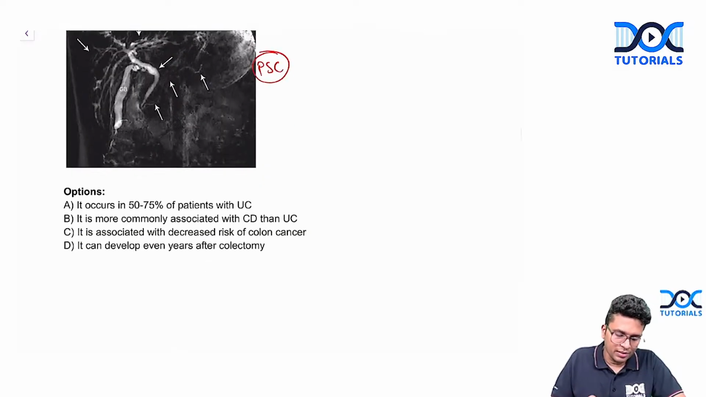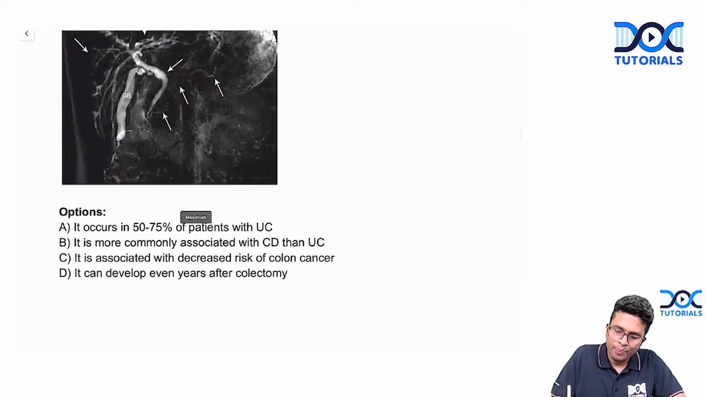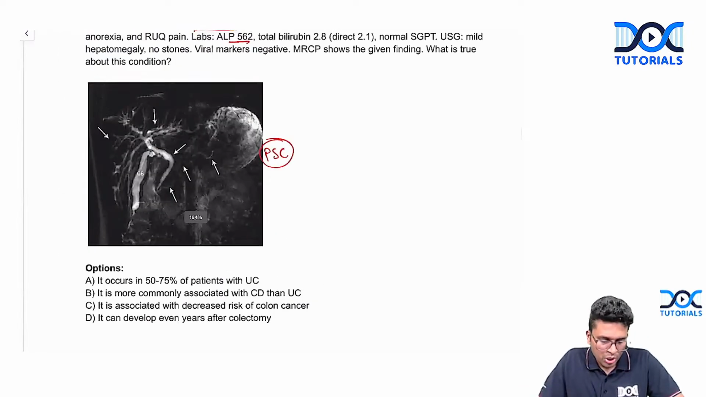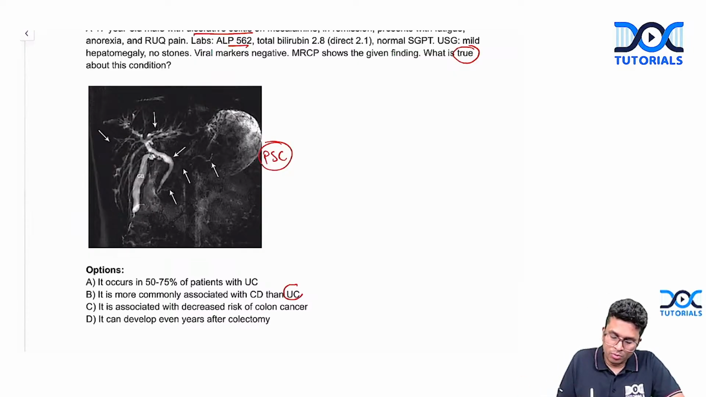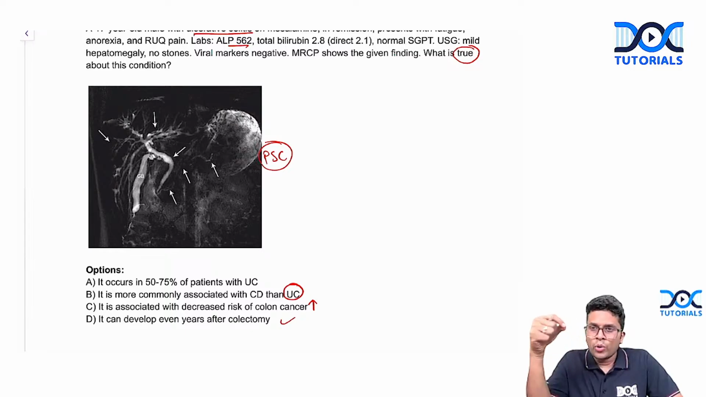Now, the question asks which among the following is true. It occurs in 50 to 75% of patients with UC. Okay, let's decide about it later. It is more commonly associated with Crohn's disease than ulcerative colitis is wrong. It is more associated with ulcerative colitis. It is associated with decreased risk of colon cancer is again wrong. They are associated with increased risk. D, it can develop even after colectomy, is true because of the autoimmune nature of the condition and immune dysregulation. Even after colectomy, PSC can occur.